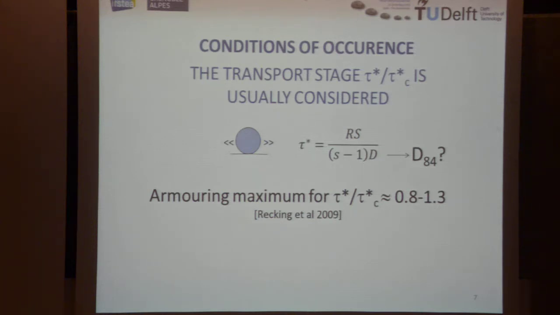So usually we define this with a transport stage, which is the ratio between the shear stress and the critical shear stress. And according to my own experience, because we've done a lot of experiments in the flume, we consider that the armoring is optimum for a ratio between 0.8 and 1.3, but we could discuss this if people have other results on this aspect.